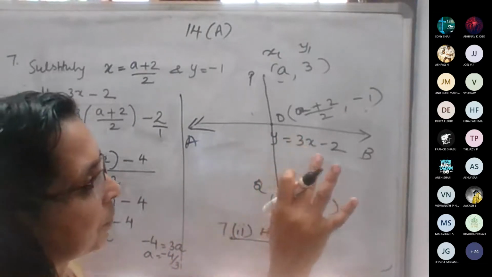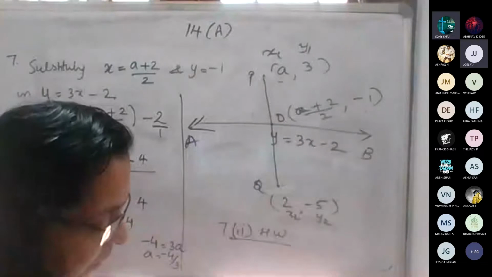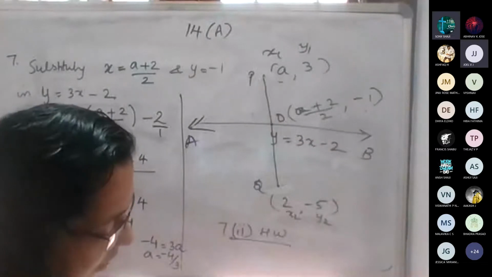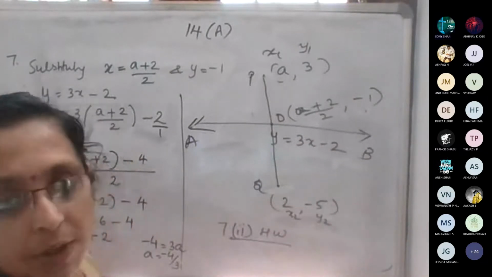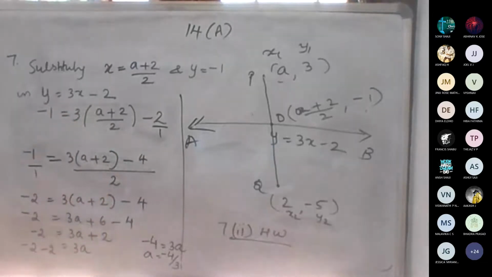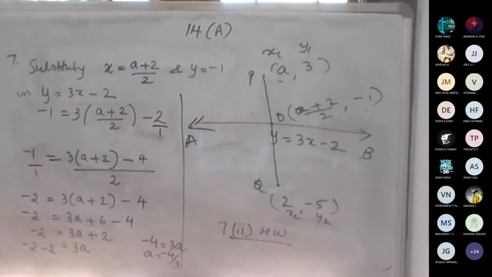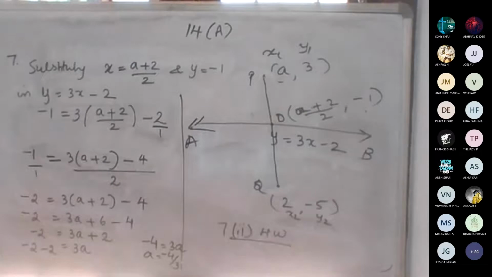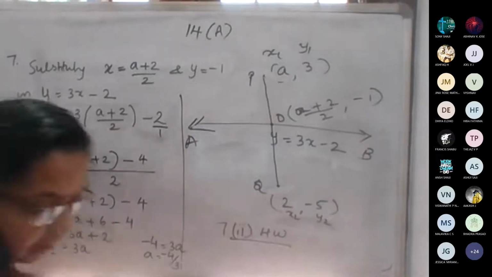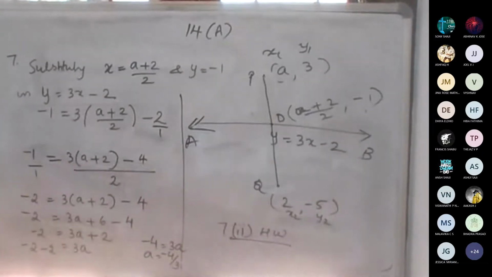Substitute what? Substituting x is negative 3 and y is equal to 2 in that equation, we will get the value of A. Yes. Okay, right. 8th question. Since point negative 3, 2 lies on that line, it satisfies the equation, no?